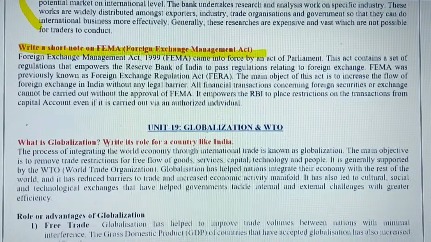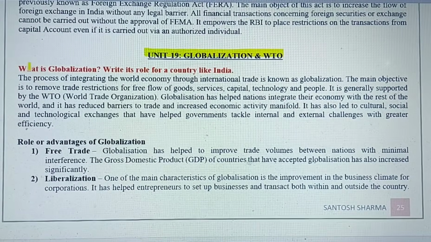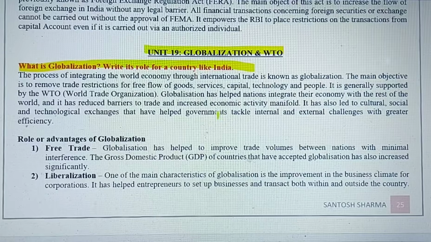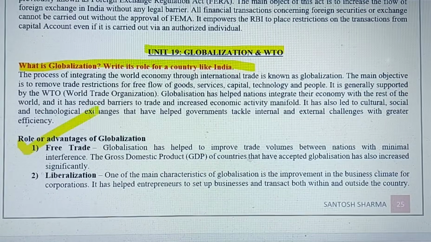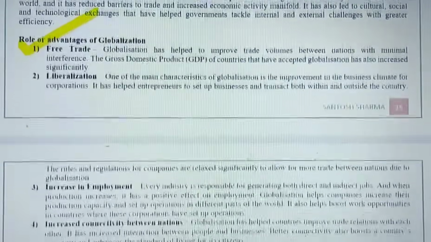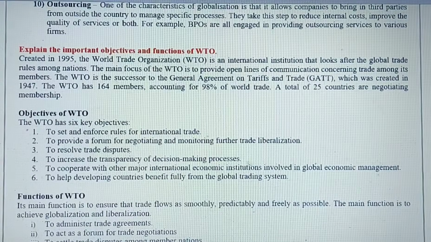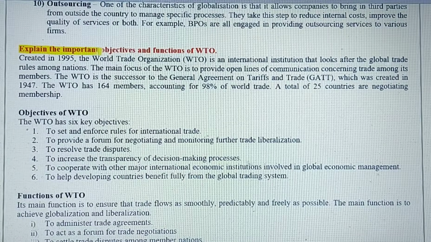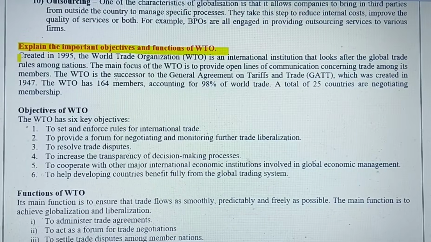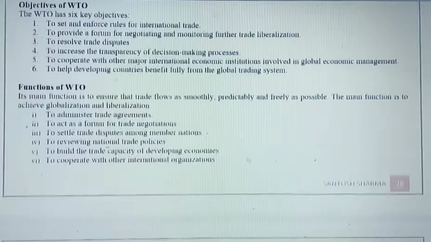Okay. The next, Unit 19, Globalization and WTO. What is globalization, and what is its role in a country like India? Or you may be asked to write the advantages of globalization for India. Okay. The next question is on WTO, the important functions and objectives of establishment of the World Trade Organization. So this is also a very common question as far as MCO 04 is concerned.